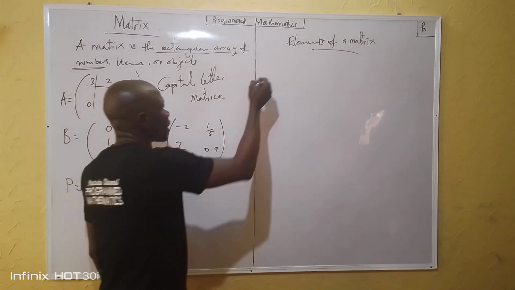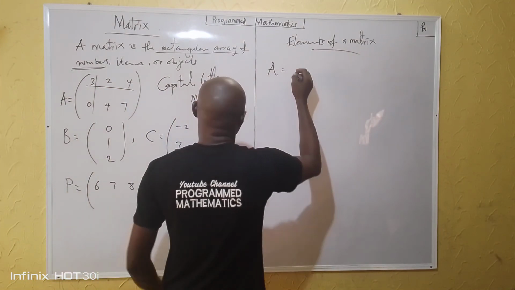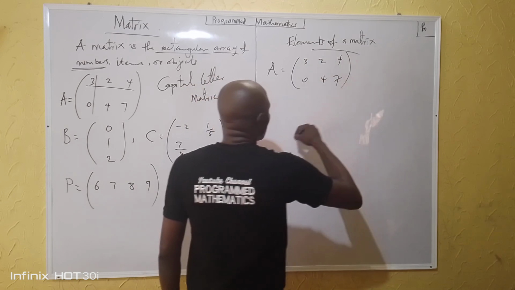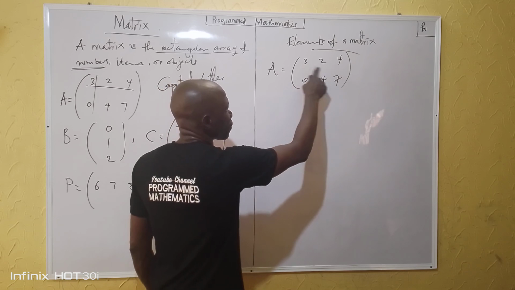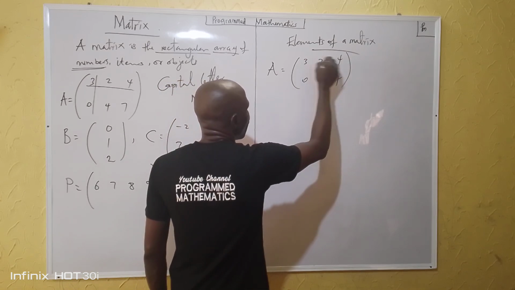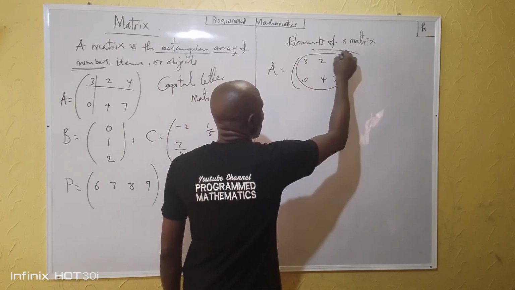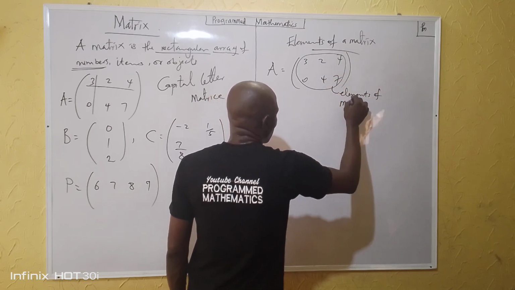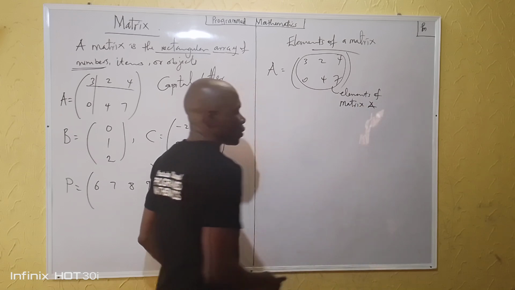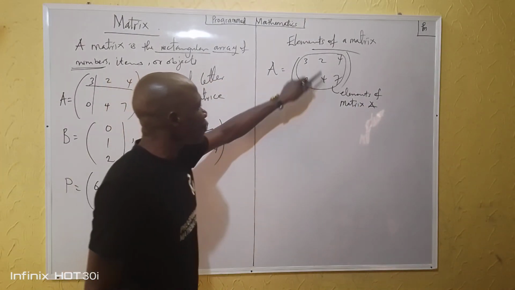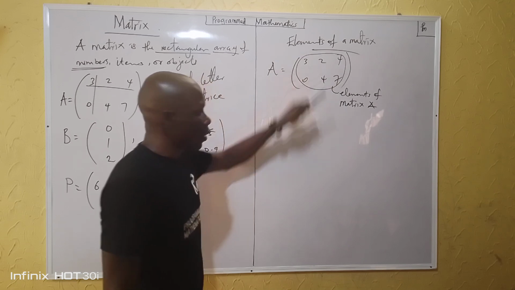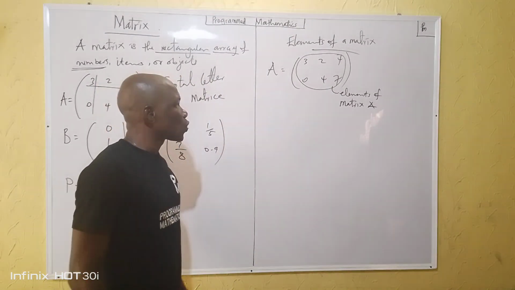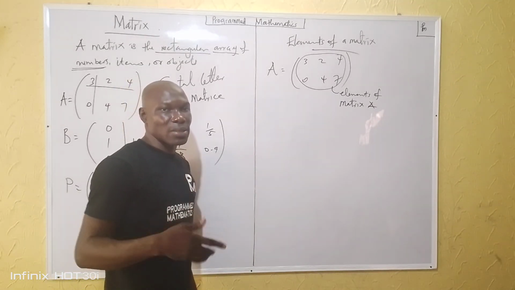If I have matrix A, like in this illustration here, we have 3, 2, 4, 0, 4, 7. So matrix A in this case contains these numbers. All of these numbers here, we refer to them as elements of matrix A. So any number or item or object within this bracket is referred to as an element of the matrix. A matrix can have as many elements as possible.